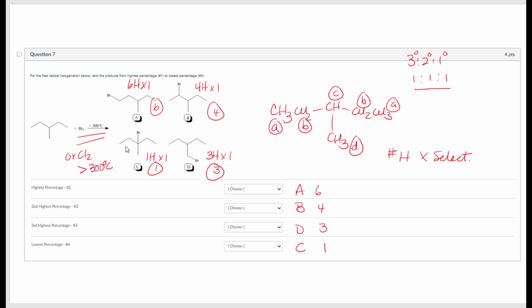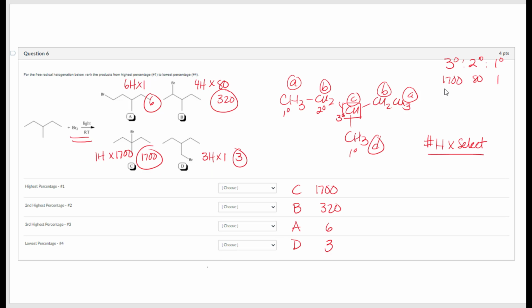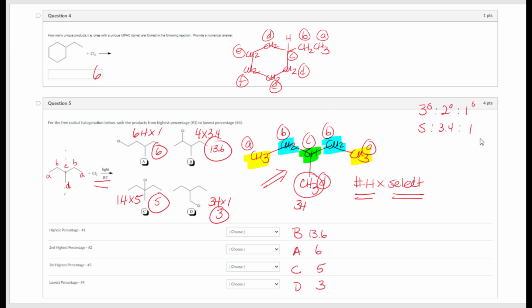Okay, so that would be how we would do these problems, by calculating the number of hydrogens that give us the product, multiplying by the selectivity of that position, whether it's a primary or a secondary or tertiary. But what you've seen is that the conditions change the selectivities: bromination or chlorination at greater than 300 degrees would be 1 to 1 to 1, versus bromination, which is 1700 to 80 to 1. And then finally chlorination, which is 5 to 3.4 to 1. So that's how we would do these problems to predict the major products of the reaction.